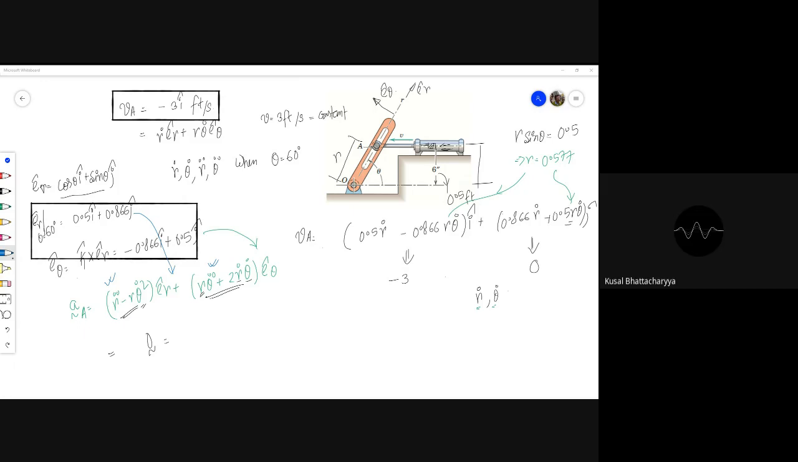Sir, I'm getting theta dot 4.5 radian per second, and r dot minus 1.486, and r double dot 11.68, and theta double dot as 23.17.